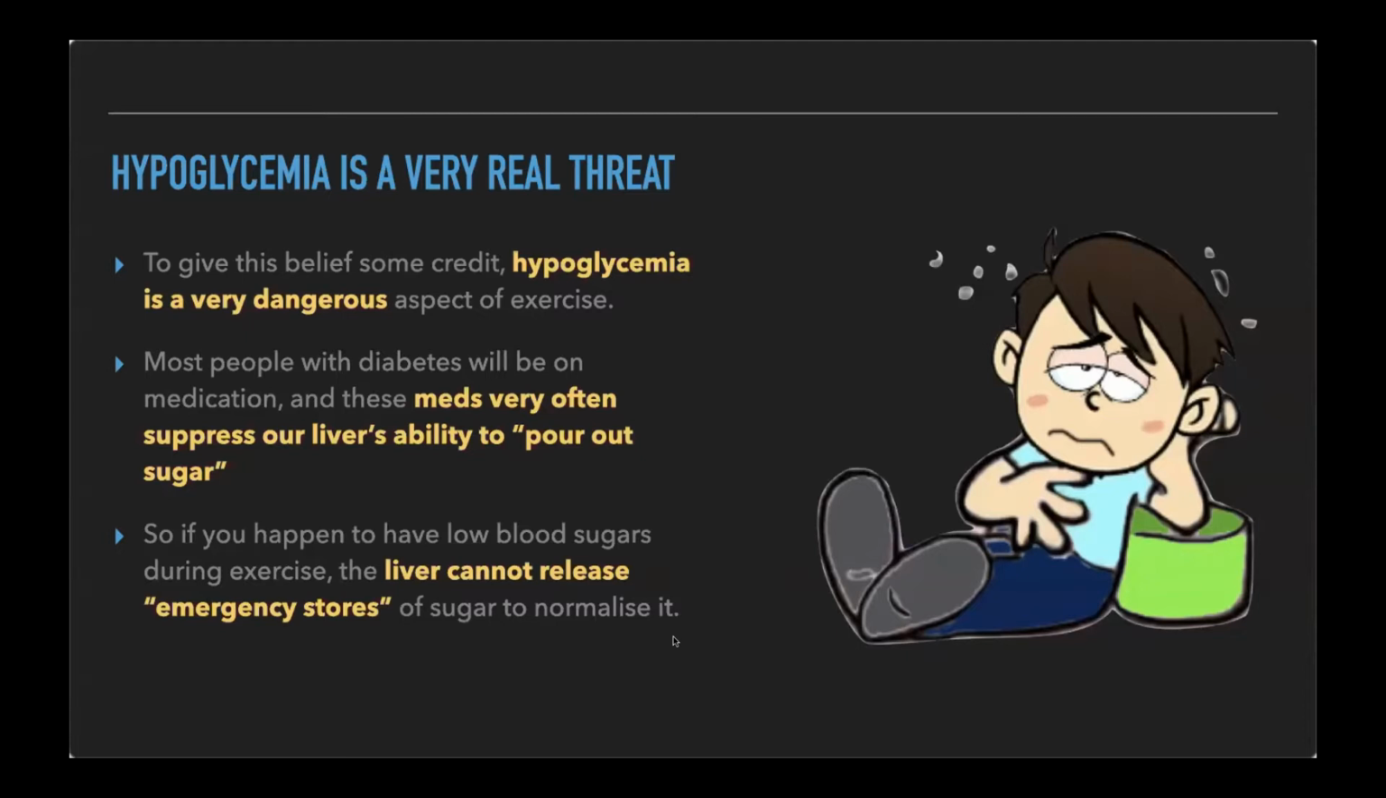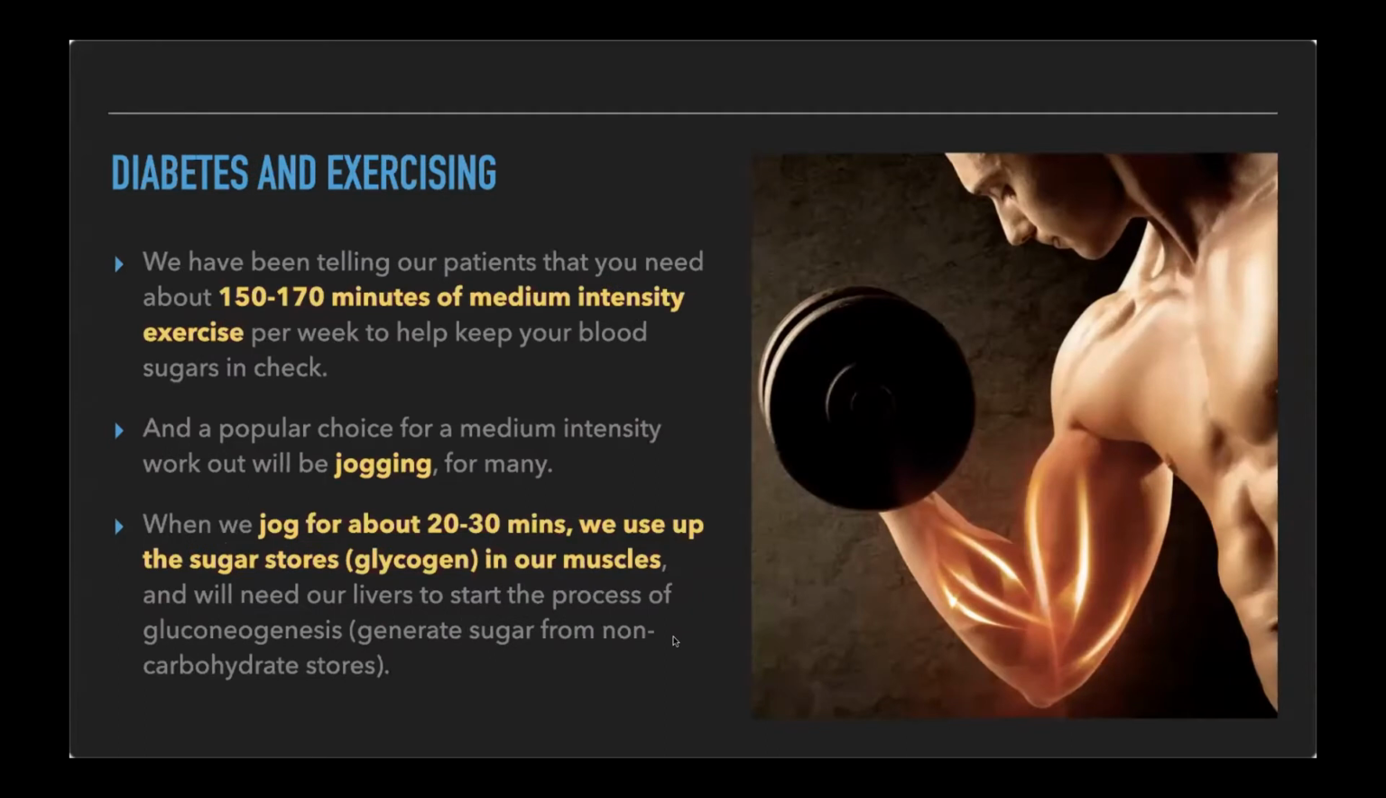Most people with diabetes will be on medication, and these meds very often suppress our liver's ability to pour out sugar. So if you happen to have low blood sugars during exercise, the liver cannot release emergency stores of sugar to normalize it. We have been telling our patients that you need about 150 to 170 minutes of medium intensity exercise per week to help keep your blood sugars in check. And a popular choice for medium intensity workout will be jogging for many.